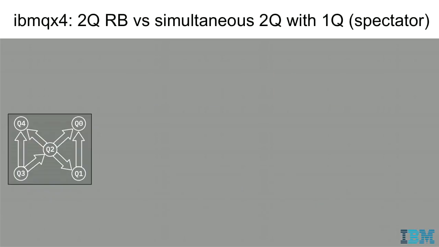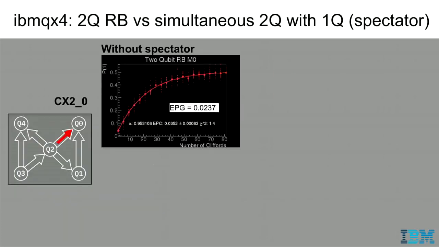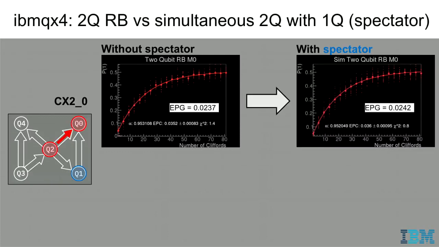On our current IBM QX4 device, for one of the pairs, CX02, here's a number that you get from a 2-qubit RB experiment. We get about 2.4% error per gate. And when you include this other spectator qubit and run 2-qubit and single-qubit RB, for this gate it doesn't change much. This shows that there's not a lot of crosstalk, which is good.